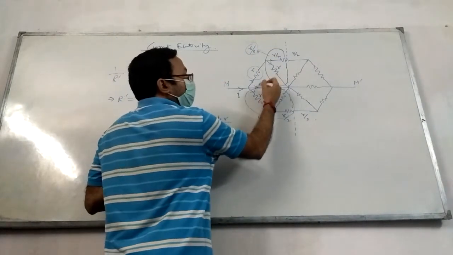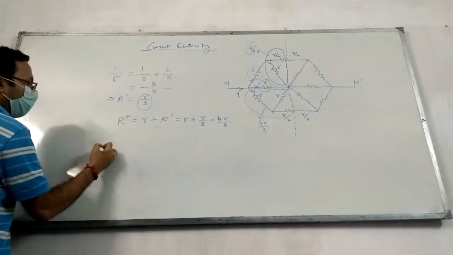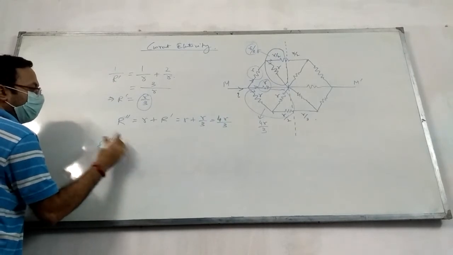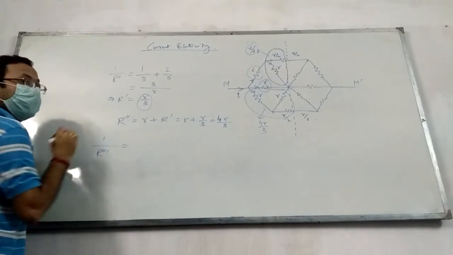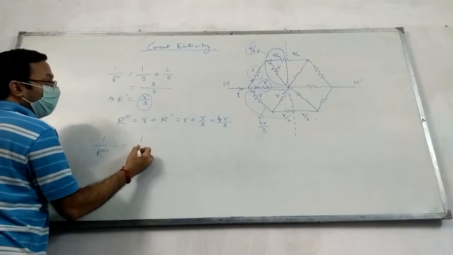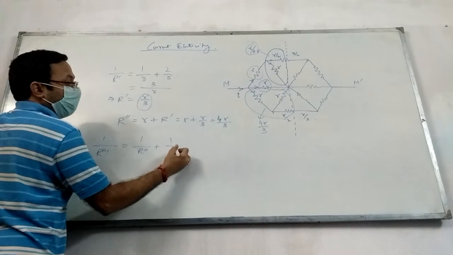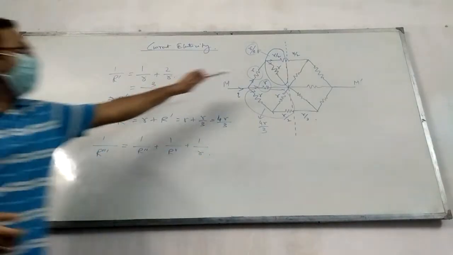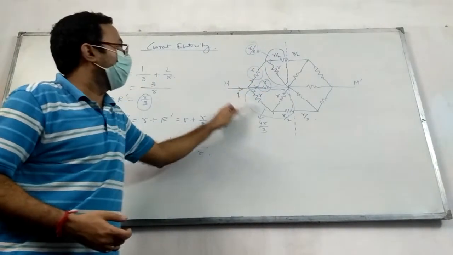And which one is left in the middle? They are in one connection. So 1 by R triple dash is equal to 1 by R double dash plus 1 by R double dash plus 1 by R. Did I write that correctly? Because the upper part is R double dash, the lower part is R double dash, and the middle one is R.